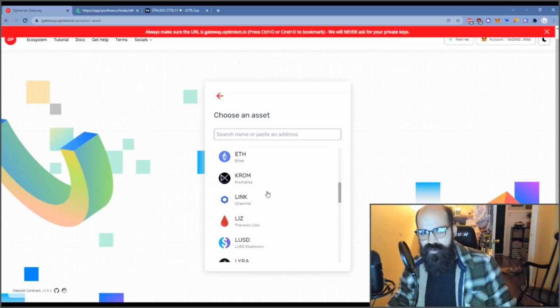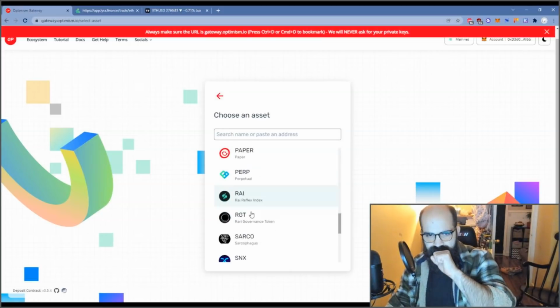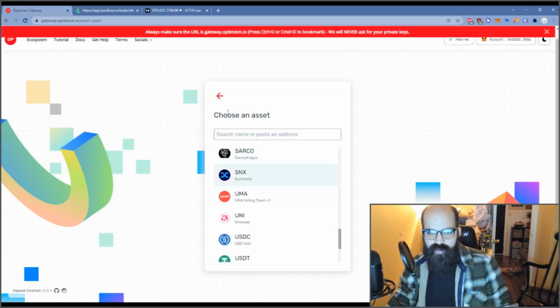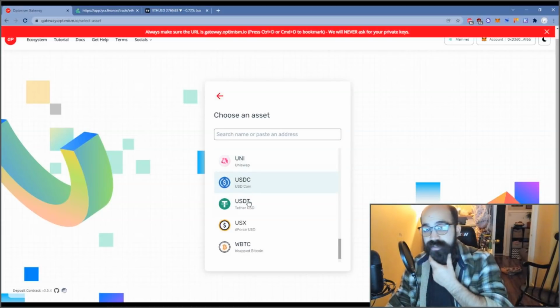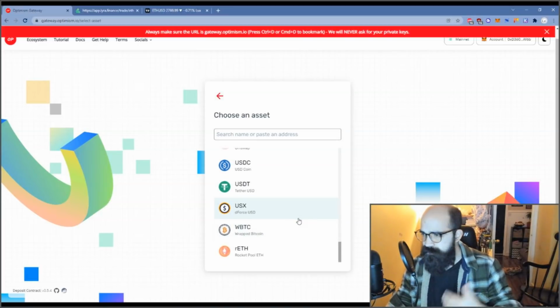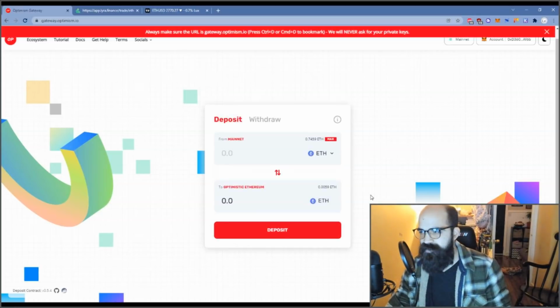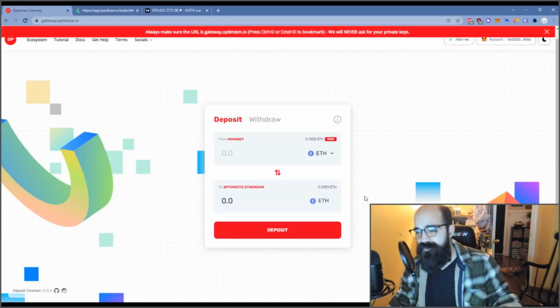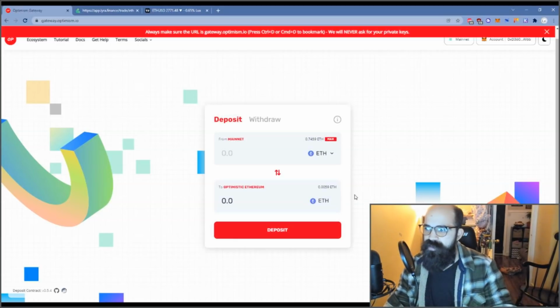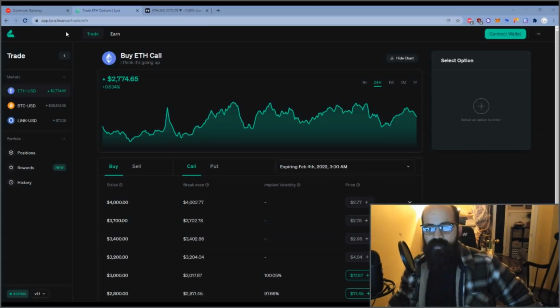You can see you can do Ethereum, you can also do Chainlink, LUSD, USDC, RAI, USDT, and there are plenty of assets representing Bitcoin. There are plenty of assets that you can send over this bridge, which is really nice. So you would select your asset and bridge it just like you would on any other major bridge like cBridge or AnySwap. It takes about 5 to 15 minutes to bridge those assets, and you'll be ready to go. Then you'll want to head over to app.lyra.finance.